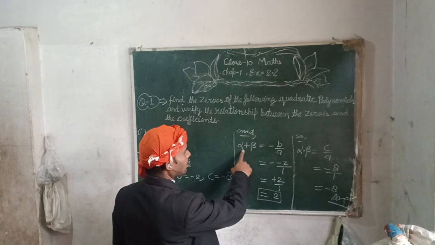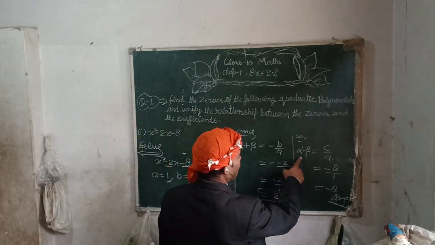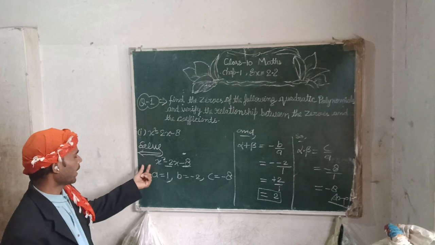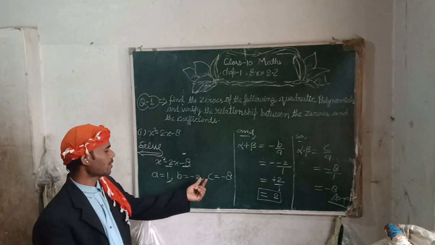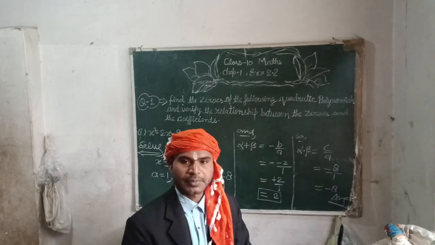The value of alpha plus beta is your 2, and the value of alpha into beta is your minus 8. Here the value of a is 1, b is minus 2, and c is minus 8. This is your answer. Okay, my dear students, thank you.